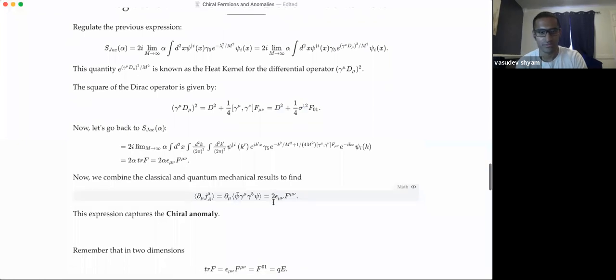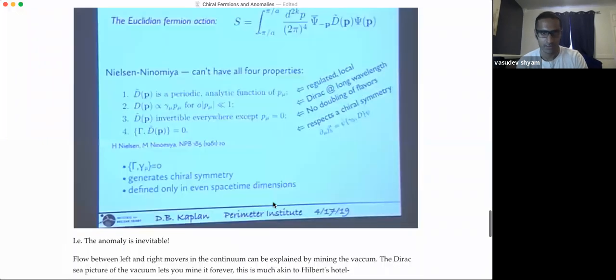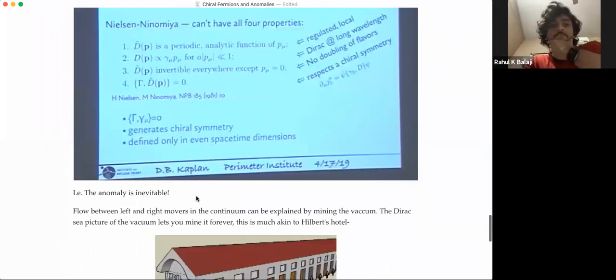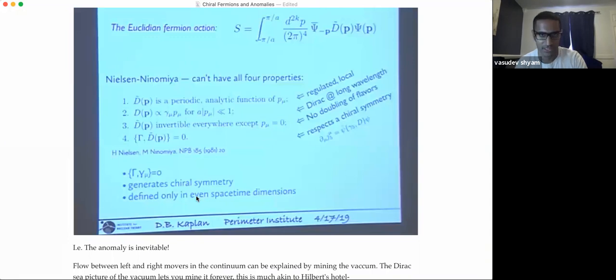So yeah, in the end, it's just to say that the anomaly is inevitable. Right. And how you could see this, again, I borrowed this example from Kaplan's talk.